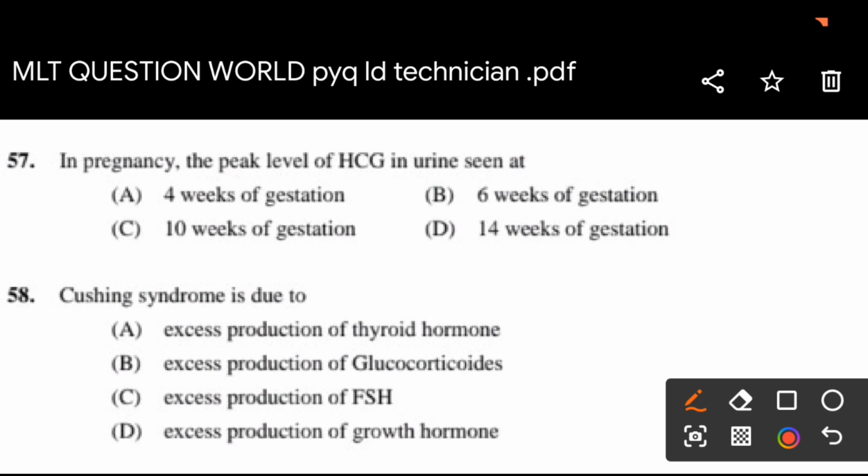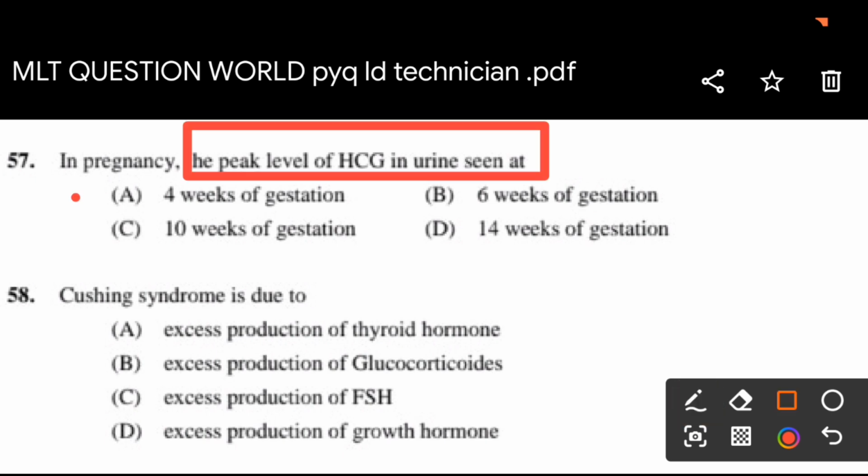In pregnancy, the peak level of HCG in urine seen at 4 weeks of gestation, 6 weeks of gestation, 10 weeks of gestation, 14 weeks of gestation. Peak level of HCG can be seen at 10 weeks of gestation. Right answer is 10 weeks.